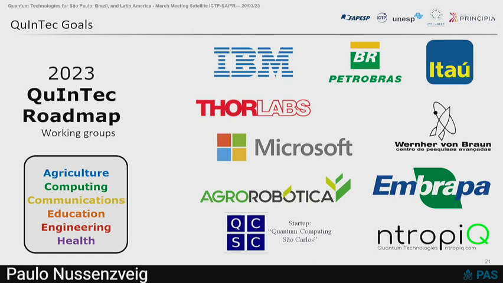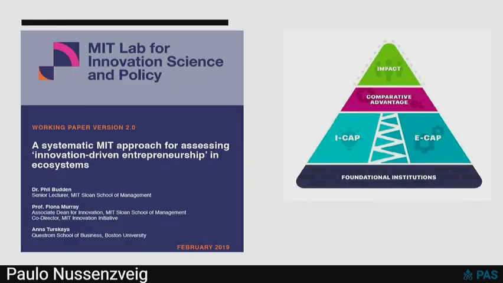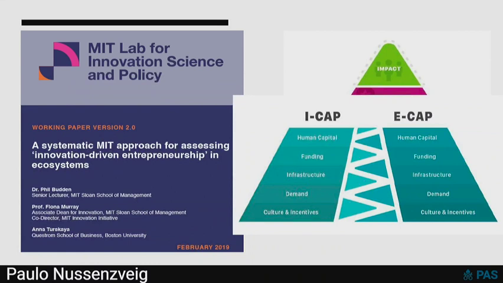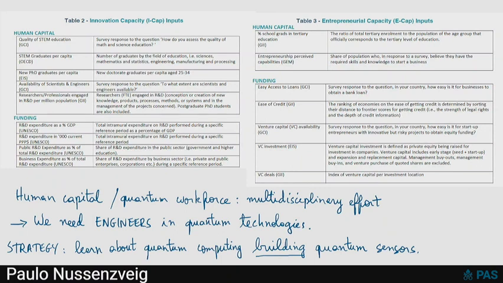These are companies that have been working together with us for the development of this roadmap and with whom we expect to work together in agriculture, computing, communications, education, engineering, and health. Now, I told you about this picture for fostering an ecosystem, and the Deputy Provost for Innovation looked at this. If we look at the ICAP and ECAP, they have five resources each. They're the same: human capital, funding, infrastructure, demand, culture, and incentive. But when we look at them, you're not going to be able to read, but the input for innovation capacity is not the same as the input for entrepreneurial capacity.